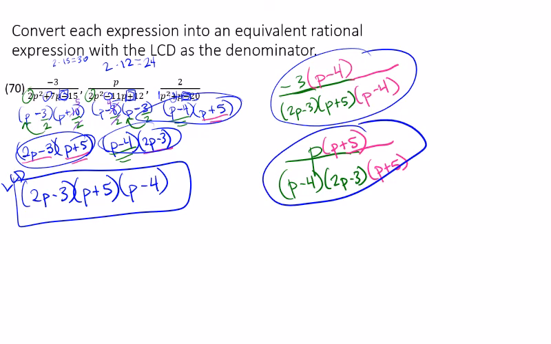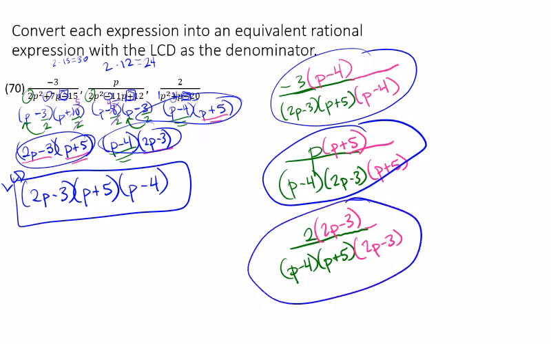And then the last term, or the last rational expression, we have 2 over p minus 4, p plus 5. And this is missing a 2p minus 3, right? So I'm going to multiply by 2p minus 3 on the bottom. I'm going to do the same thing on top. And that's it.